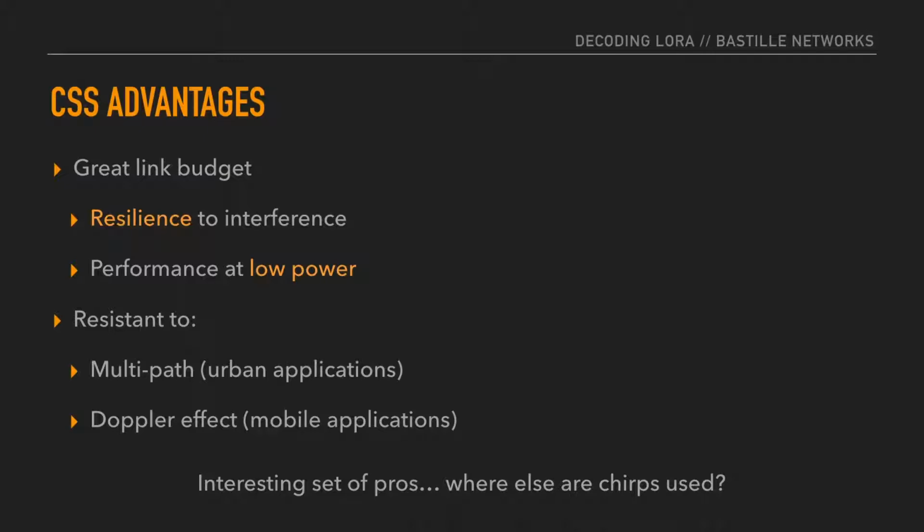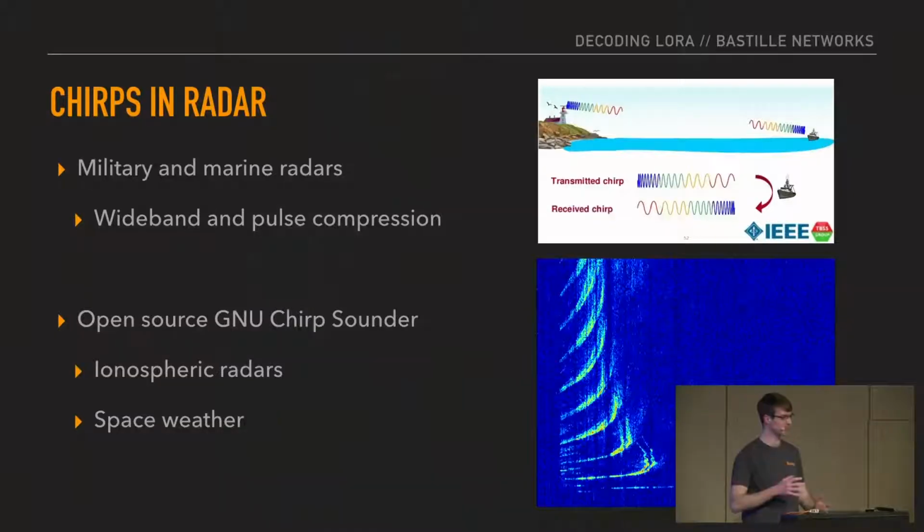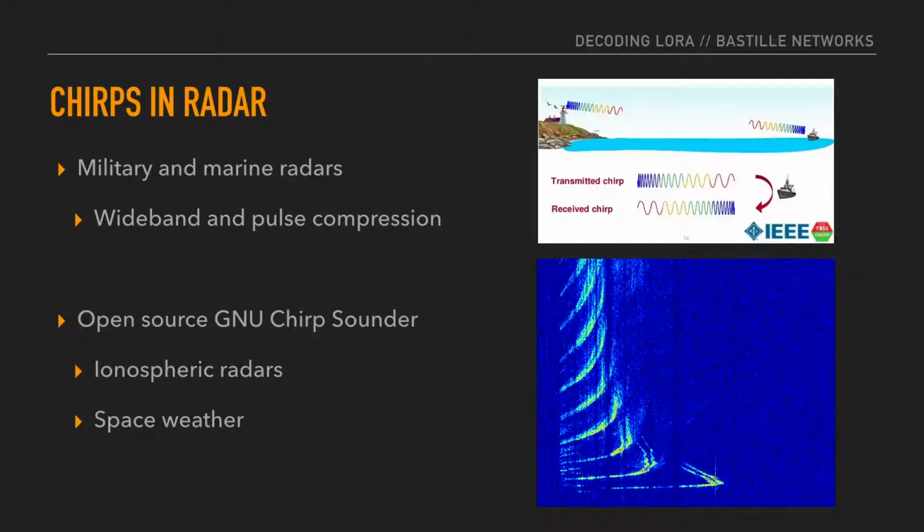Where else do we see chirps? Radar is, I just heard it, thank you. Yeah, radar is a really common usage. And you'll see military marine radars will sometimes refer to chirps as wideband or pulse compression if they're using chirping in the radar scheme. And they're also used for scientific over-the-horizon radars as well. And there's an open source project called the GNU Chirp Sounder that has some features like that for visualizing these over-the-horizon scientific radars. And also in a past life, I worked on a scientific radar called SuperDARN, which is a similar over-the-horizon radar for visualizing ionospheric activity.